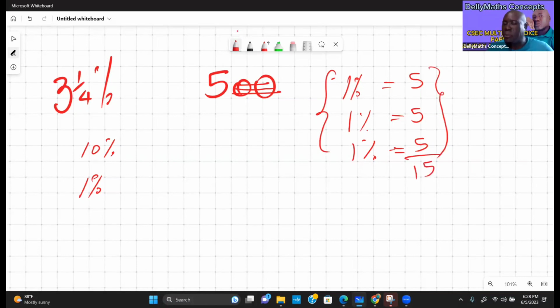Now I need 1/4%. If I know 1% is $5, I can find 1/4 of 5, of course. You know what half of $5 is? $2.50. You know what half of $2.50 is? $1.25. This is 1/4%. Guys, you don't need a calculator to do anything. I'm just playing still, but in reality you don't, because if 1% is $5, half of a percent is $2.50.